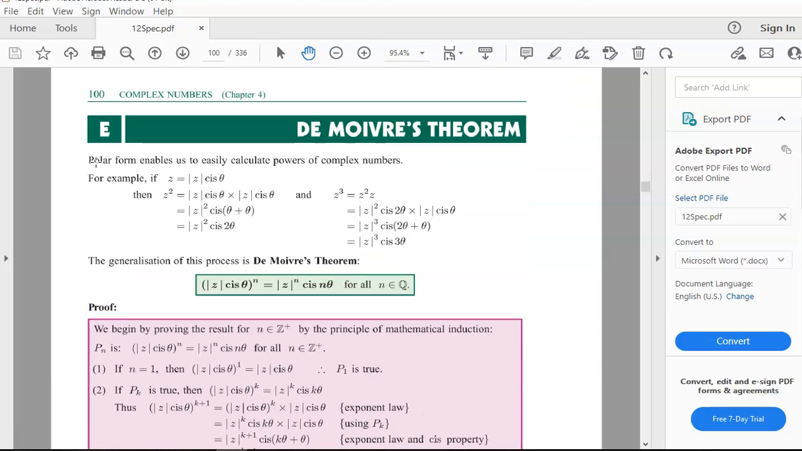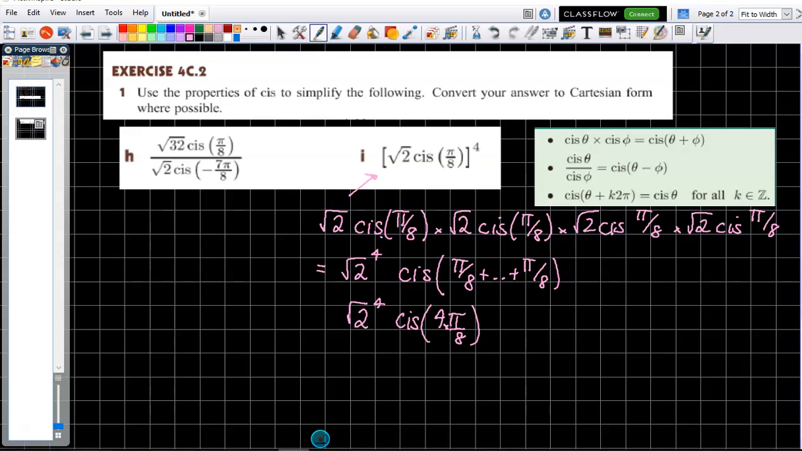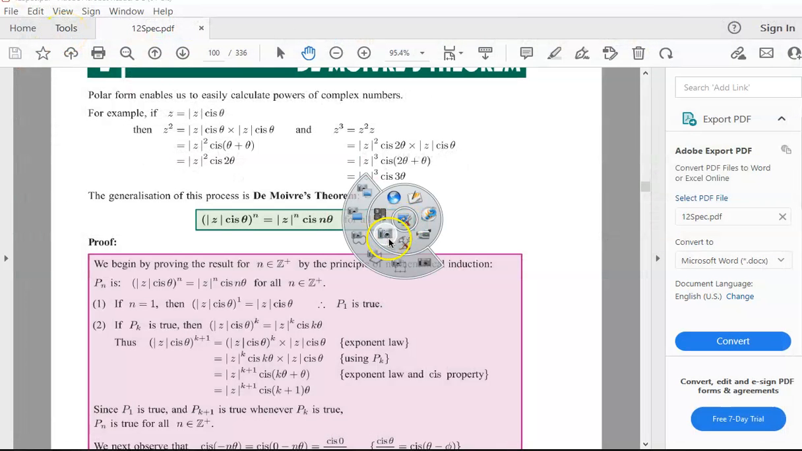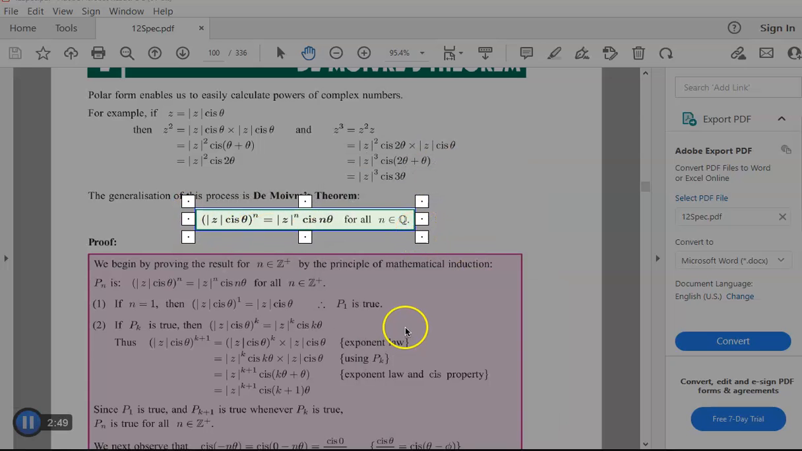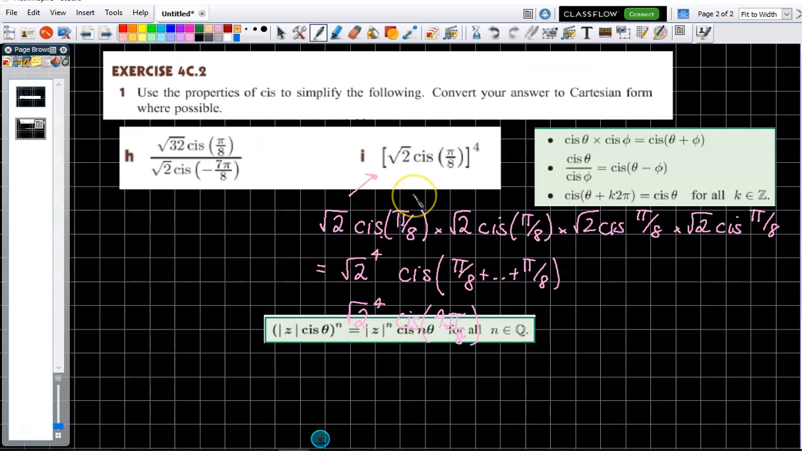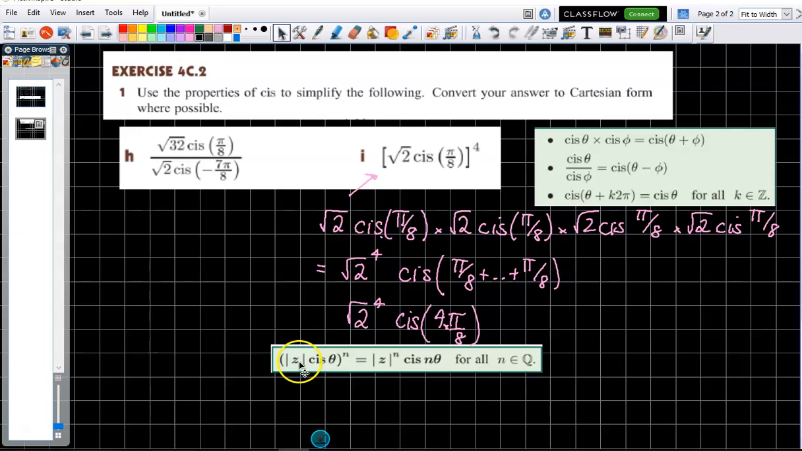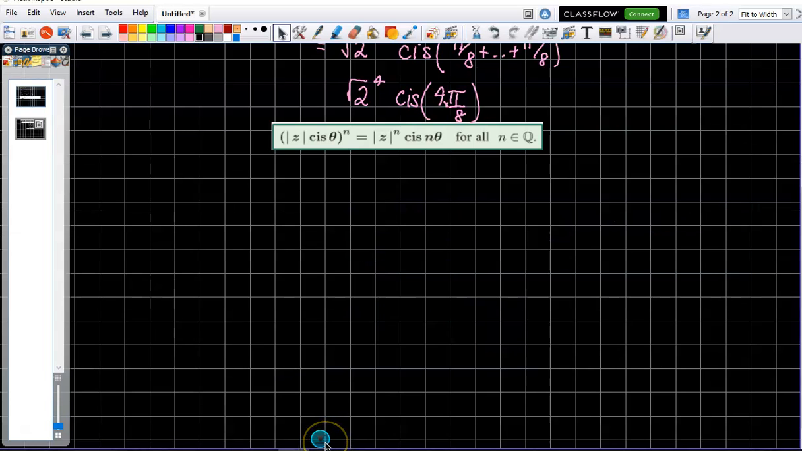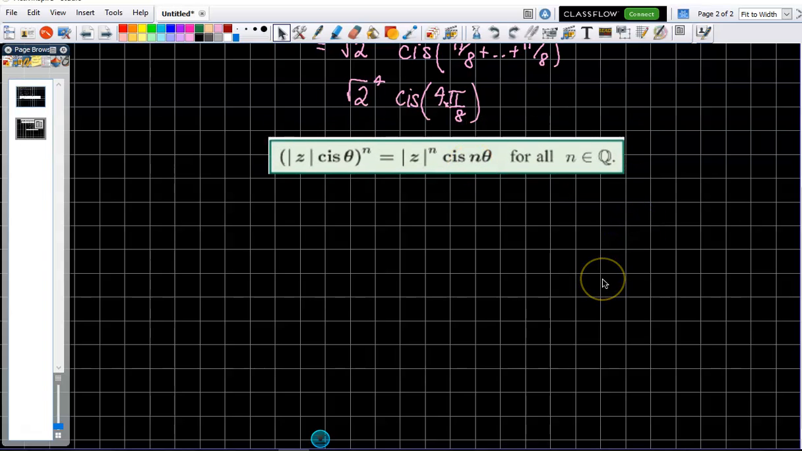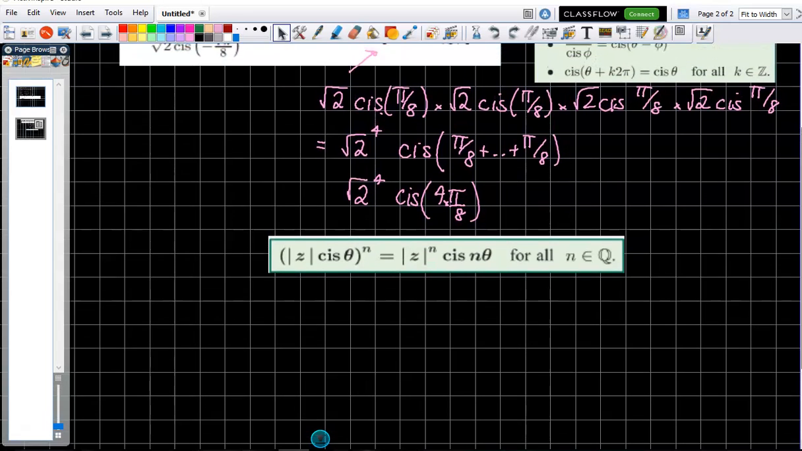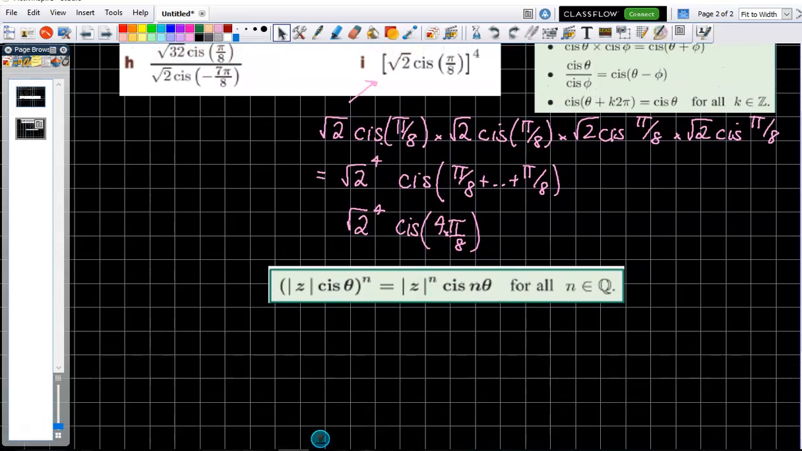into De Moivre's theorem, right? So it shouldn't come as a massive surprise to us after that question that some smart cookie back in the mathematical ages came up with this as a summary. And would you agree that is exactly what we've done with this question, right? Because it became root 2 to the power of 4. That's what they're saying here.